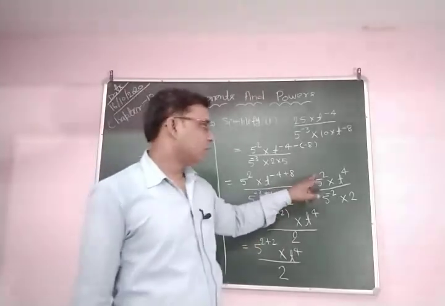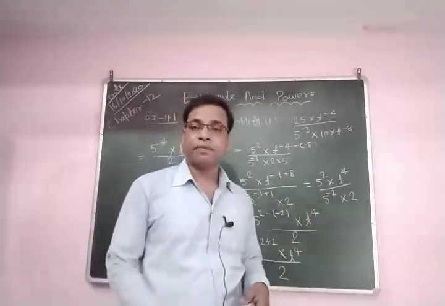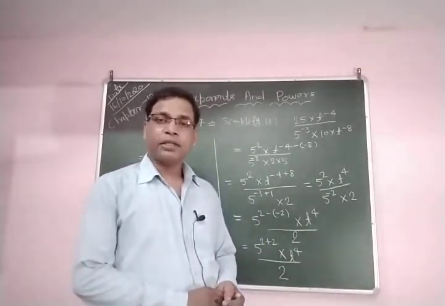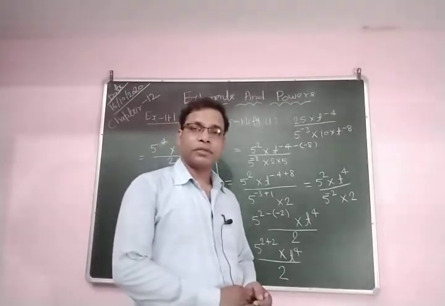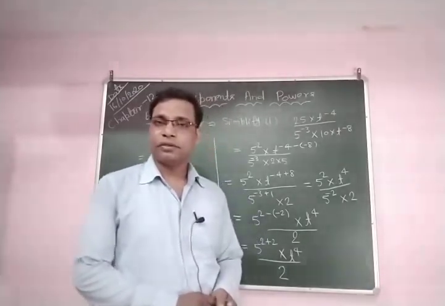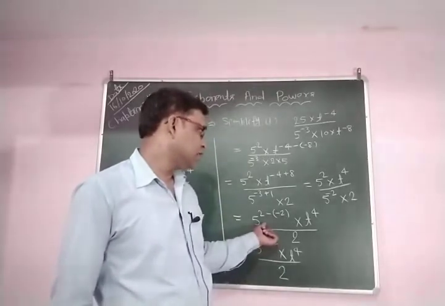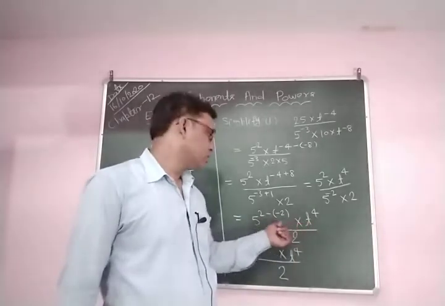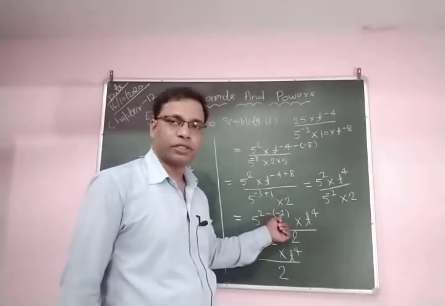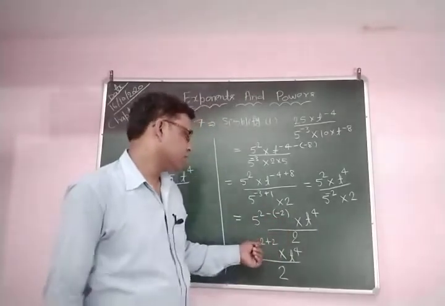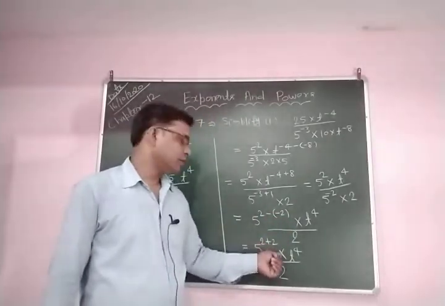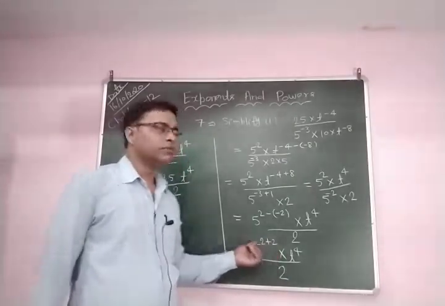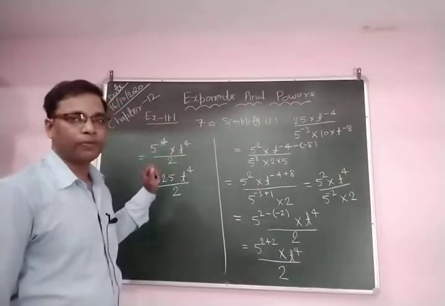Here you can see 5 power 2, 5 power minus 2. This is a case of division. Okay. So if bases are same, in the case of division, then we subtract their powers. So you can see here you write 5 power 2 minus minus 2 into t power 4. So 5 power 2, this is minus, this is also minus. This becomes plus. So we write 5 power 2 plus 2 into t power 4 divided by 2. 5 power 2 plus 2, this becomes 5 power 4 into t power 4 by 2.